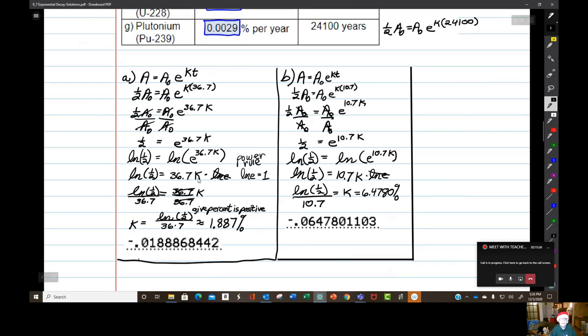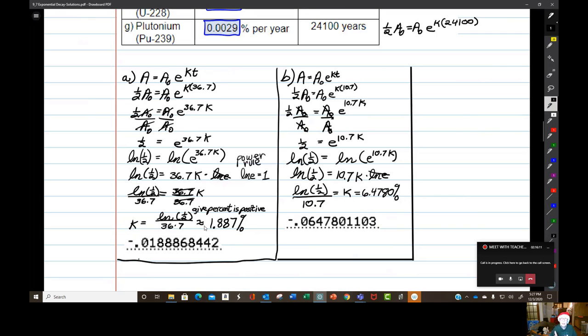So 36.7k times 1 is 36.7k. So we have the equation, the ln of 1/2 equals 36.7k. To find out what k is, we divide both sides of the equation by 36.7. Now we put this in the calculator. The ln of 1/2 divided by 36.7, and that will give us negative 0.01888684.42, and that number actually goes on forever.